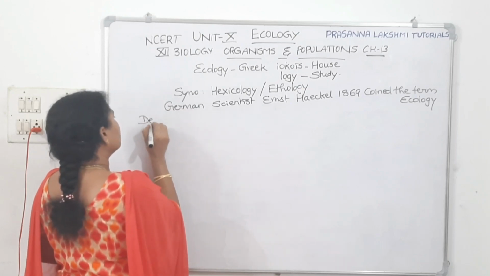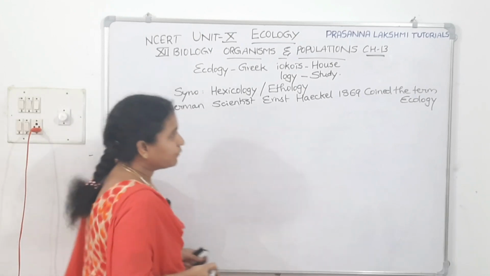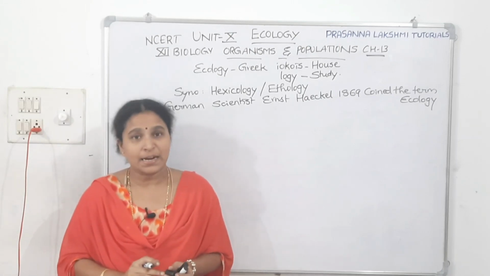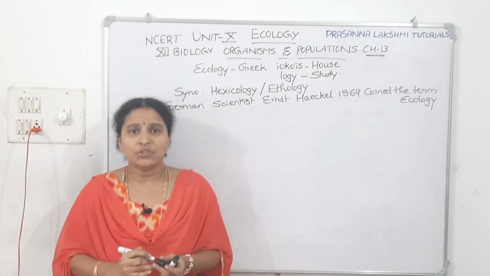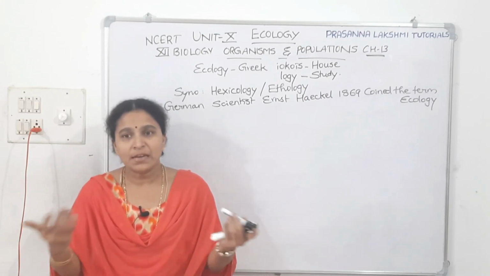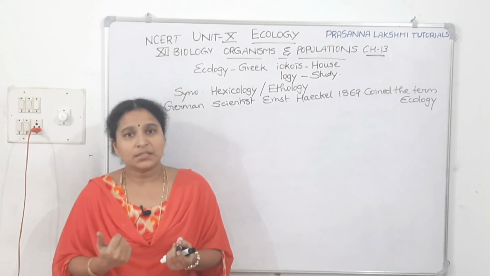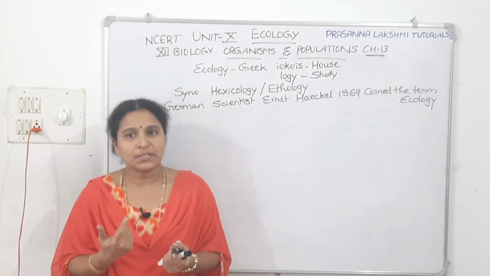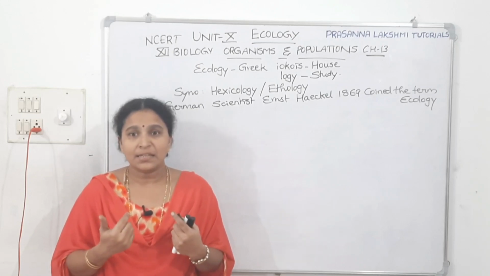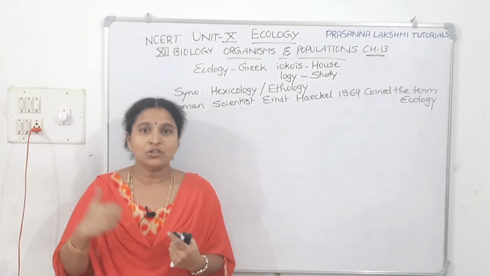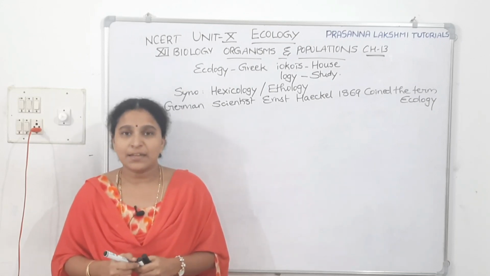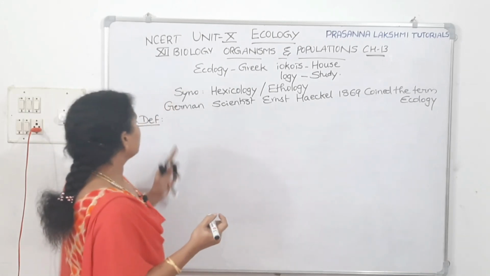Then what is the definition of ecology, right? Ecology is a branch of biology which deals with the study of interaction among organisms. How are we interacting among ourselves? So it is a branch of biology which deals with the study of interaction among organisms and interaction of organisms with the environment. How are we interacting to light, water, soil, temperature? So that is the definition of ecology.